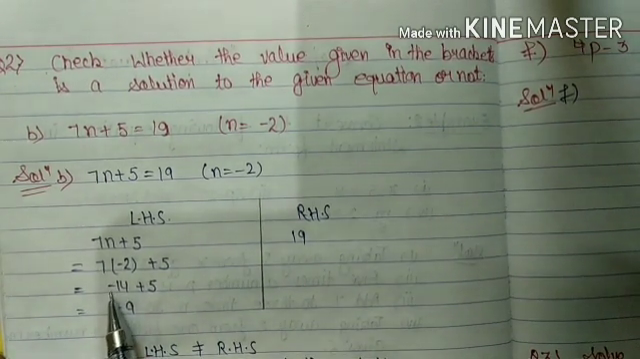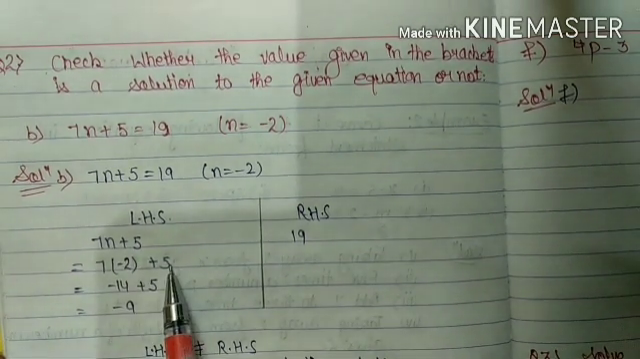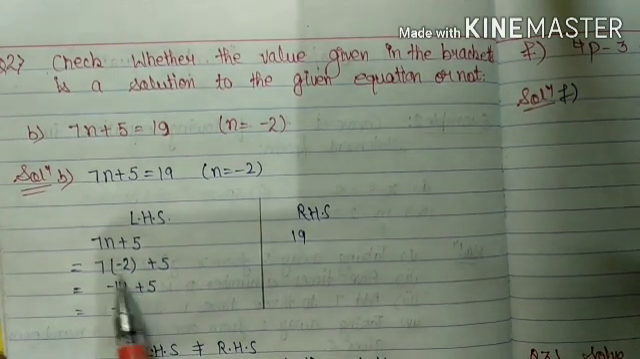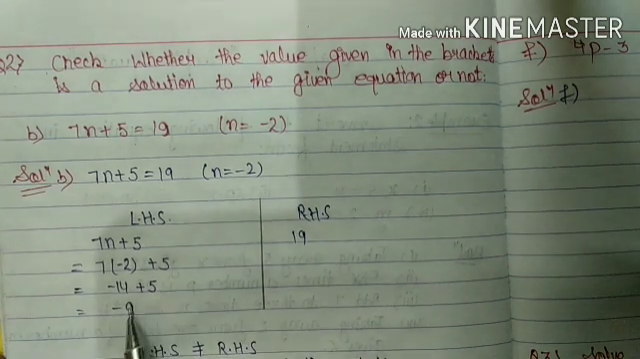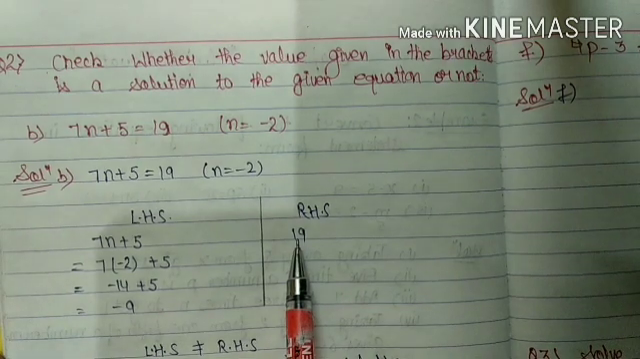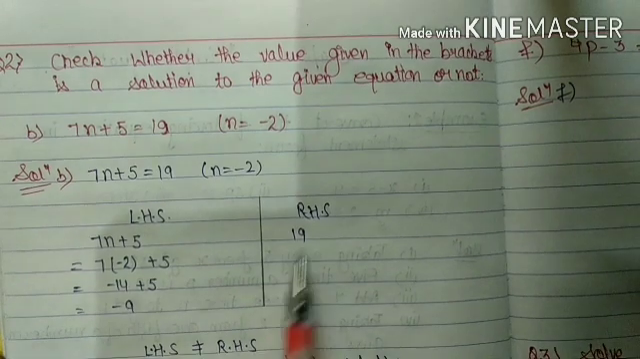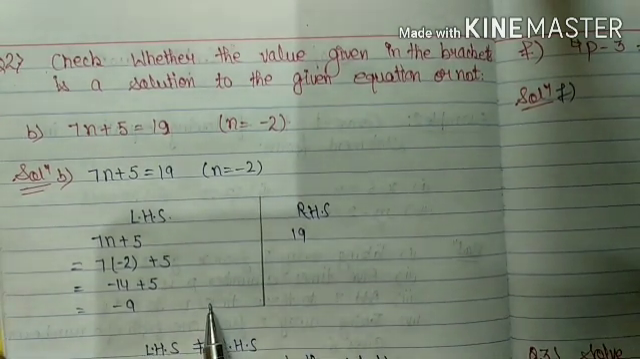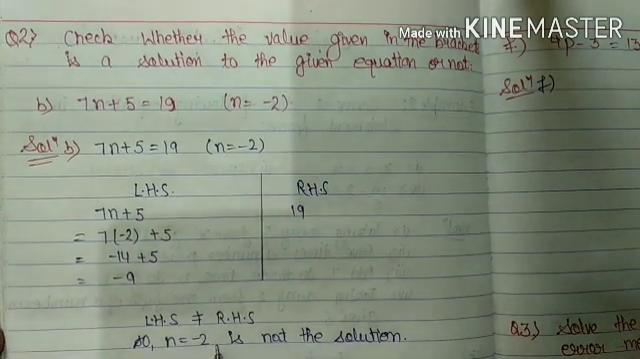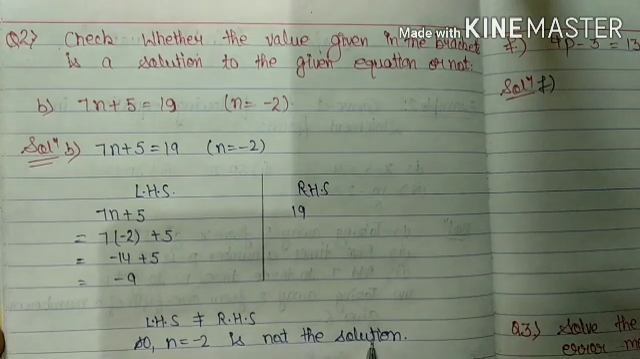Minus into plus multiply gives you minus. Here is the plus 5. Equality sign. Then minus 14 plus 5 means minus 9. But on the right hand side we are having 19. So students, here we have observed both sides are not equal. Therefore, I will write, so n equals minus 2 is not the solution of the given equation.